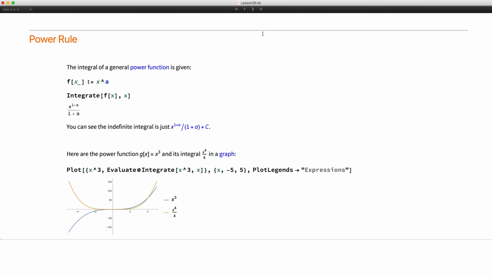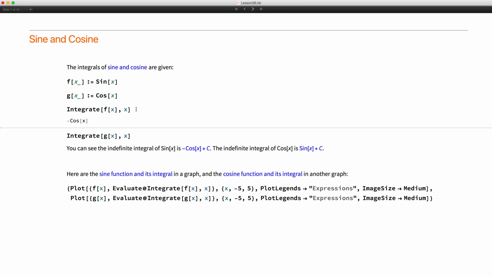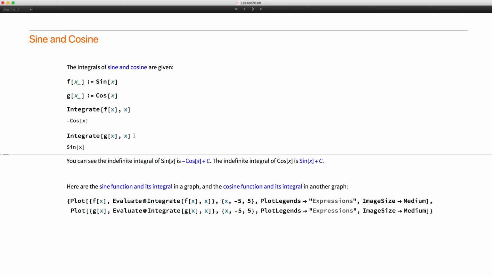Okay, on to trigonometric functions now. So if you look at the sine function and the cosine function, then the integral of sine is negative cosine, because the derivative of negative cosine is sine. And the integral of cosine is sine. And so we have two important indefinite integrals for sine and for cosine. So here's a plot of the functions and integrals.